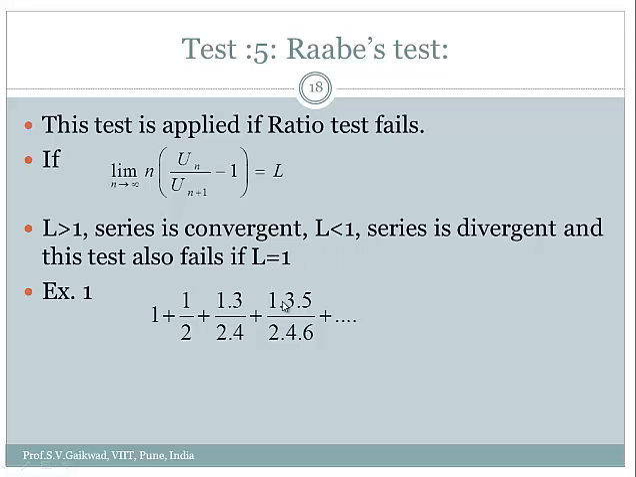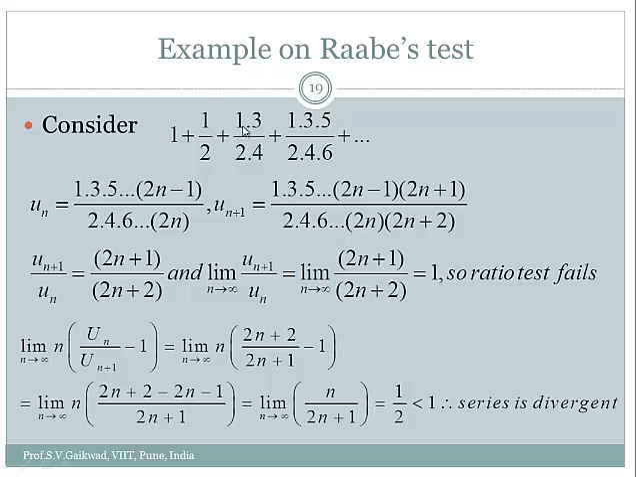Consider this example. 1 plus 1 by 2, 1 into 3 upon 2 into 4, 1, 3, 5, 2, 4, 6. We also have similar example in ratio test. But if the difference between the two terms in numerator and denominator, just like 3 minus 1, or the numerator is AP with difference 2 and denominator is AP with again difference 2, when this happens, the ratio test will definitely fail. Just like this is un plus 1. If you find the ratio, only these last terms remaining, 2n plus 1 upon 2n plus 2. If you find the limit, that will be 1, so ratio test fails.